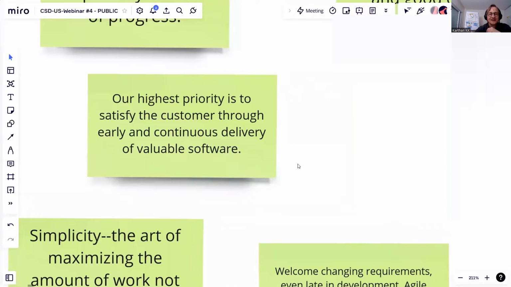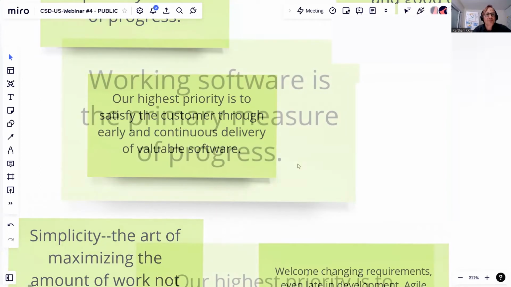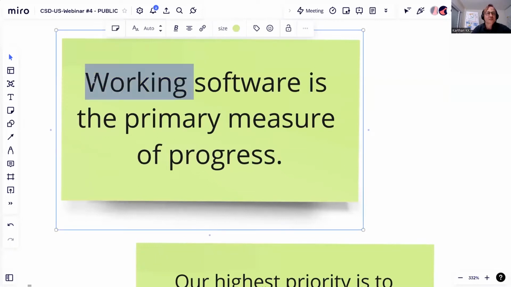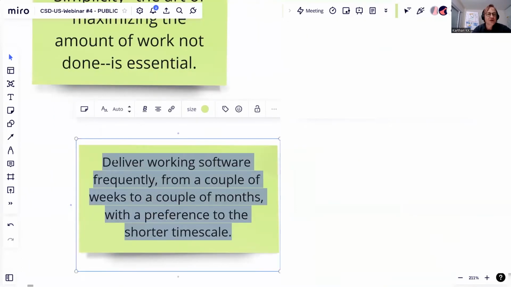We're talking delivery. This is continuous delivery, right? And there's more. Here, working software is the primary measure of progress. When is it actually working? When it's in production. Do you agree? So deliver working software. We're talking delivery. We're not only talking about creating, but creating and delivering, right?